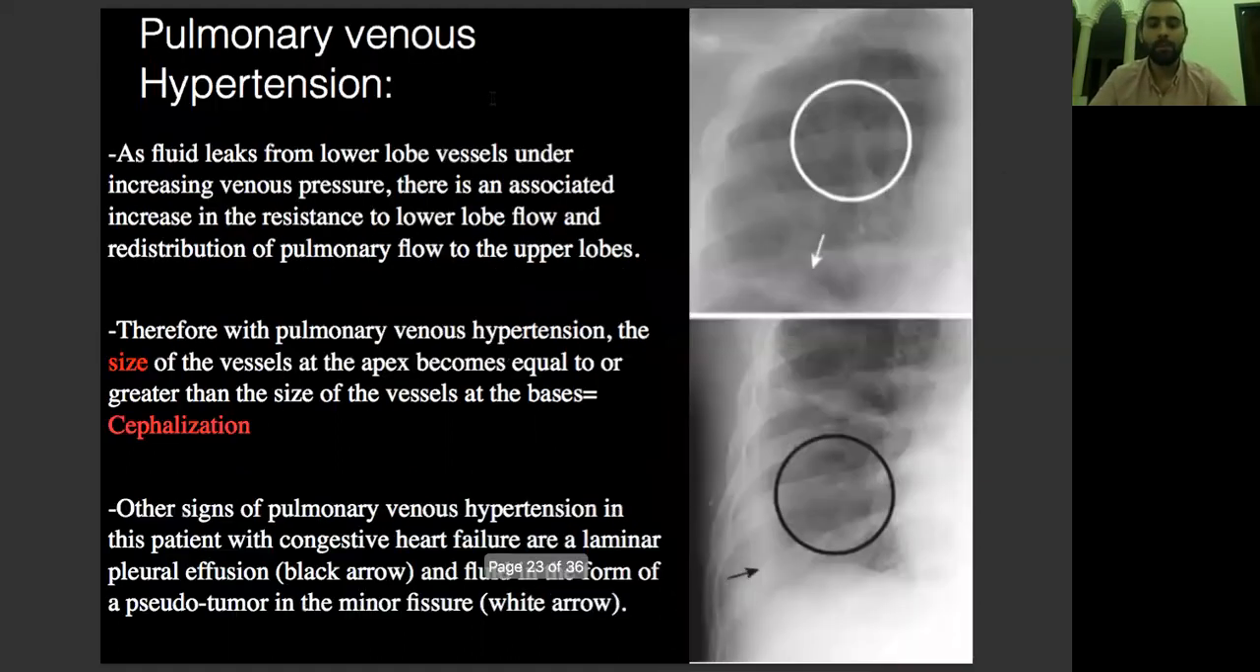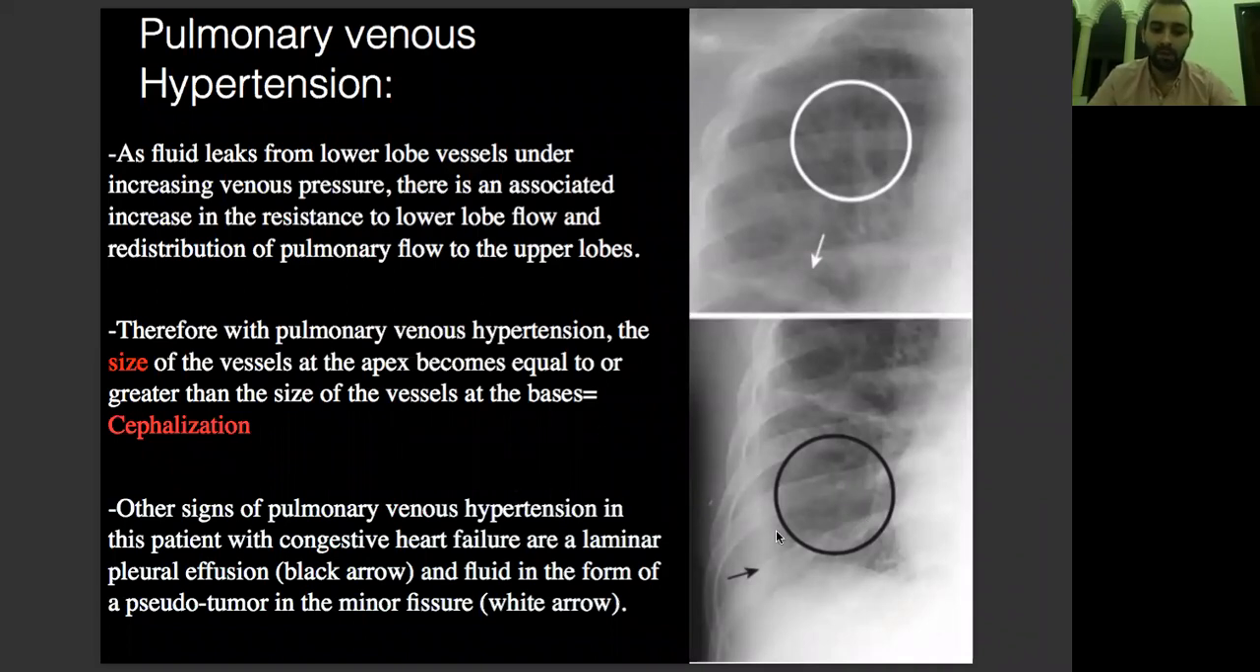So in cases of the first abnormality, venous hypertension. When we have venous hypertension, fluid leaks from lower lobe vessels, and we have an increased resistance to lower lobe flow. Thus, we will have a redistribution of flow to the upper lobes. So as we can see here, the size at the apex is larger than the right lower pulmonary vessel. And this is called cephalization.